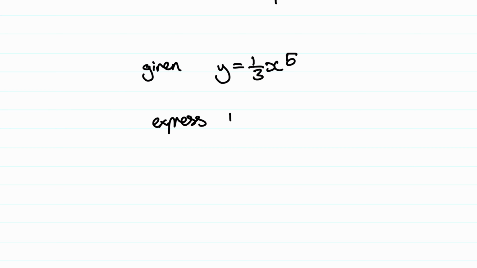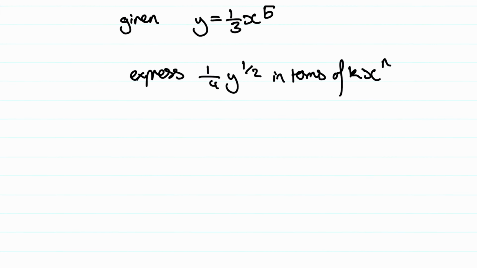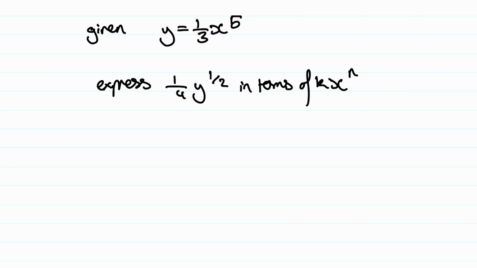To finish then, let's consider a bit of a harder example. So imagine we are given some information, perhaps that y is a third x to the 5, and they want you to express a quarter y to the half in terms of k x to the power of n. So what would we do here? Well, I'd start off by substituting in. So we want to substitute in our y into this expression to get it all in terms of x.